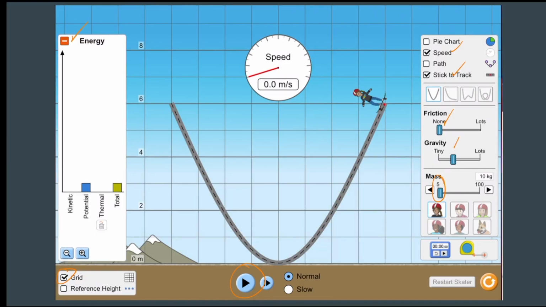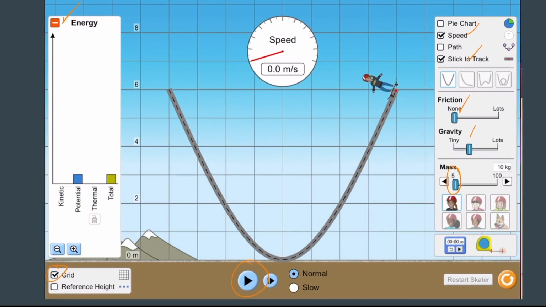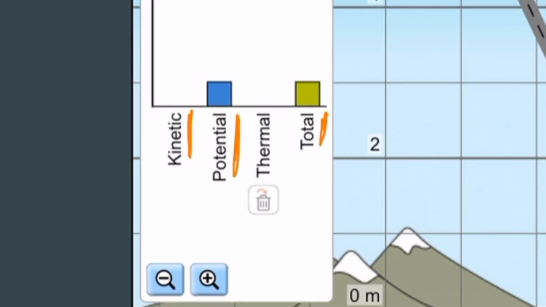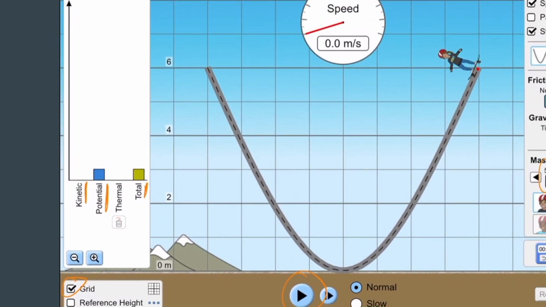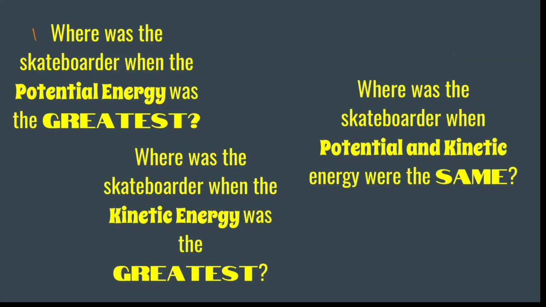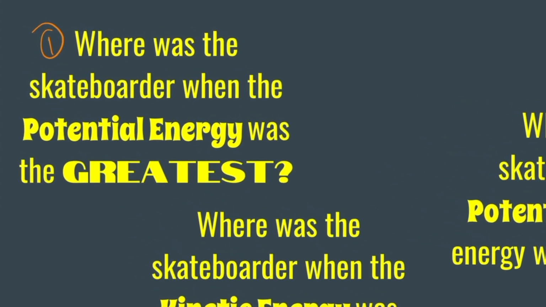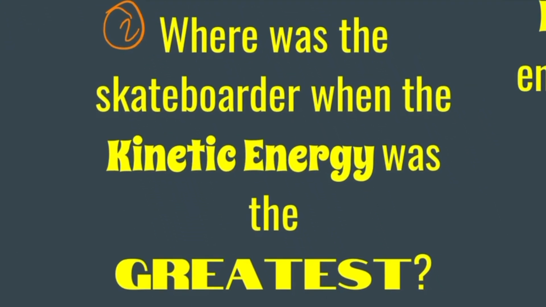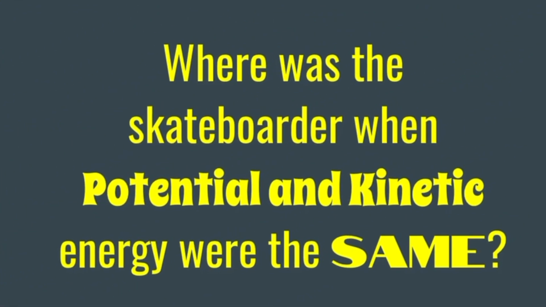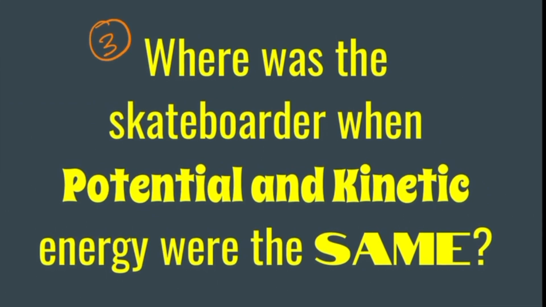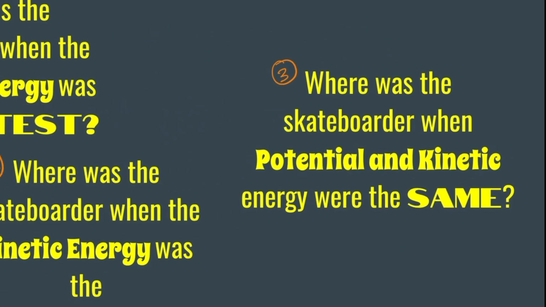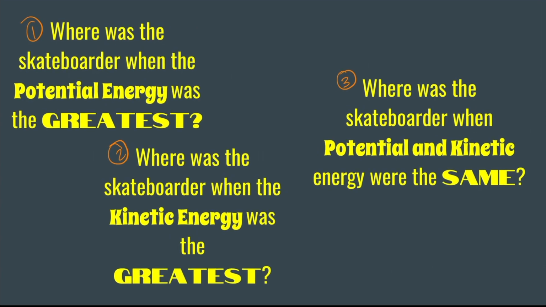And then what you're going to be doing in our very first simulation is not changing anything, but simply looking at your kinetic energy, your potential energy, and the total amount of energy here. Okay, so that's what you're going to be looking at first to answer these questions. 1. Where was the skateboarder when potential energy is the greatest? 2. Where were they when kinetic energy was the greatest? And 3. Where were they when both potential and kinetic energy were the same amount?